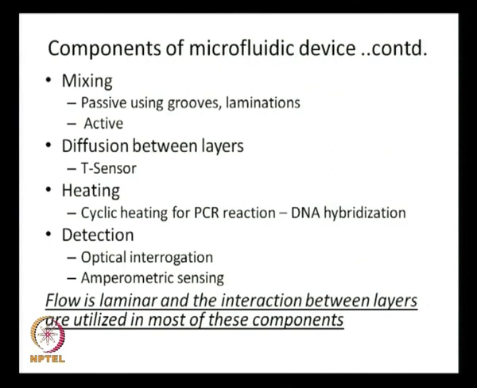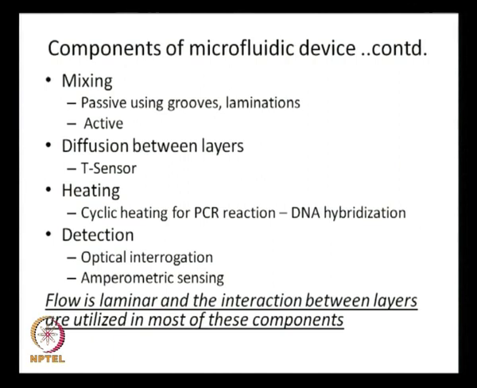Then there is diffusion between layers, which is very important. I will discuss this very soon. What is a T sensor? In a T sensor, people rely on laminar flow, one layer sliding against the other. That means no cross flow, no eddy formation, and then diffusion from one layer to the other. People are relying on this to develop sensors. So, this is the T sensor we are going to discuss very soon.